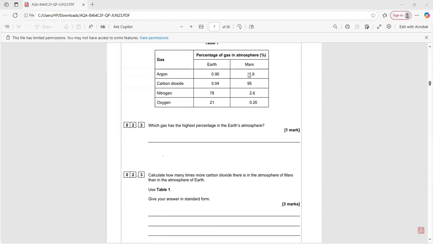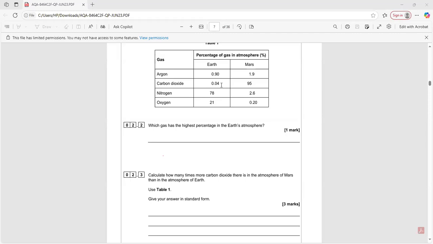Now, the next thing we see is that on Mars, carbon dioxide is a whopping 95%. Okay, while on Earth, it's not even up to 1%, it's 0.04. So for you to find how many times more carbon dioxide there is in the atmosphere of Mars than the one on Earth, you'd have to divide, because they're asking you how many times more. Okay, so that's a division question. So that's going to be 95 divided by 0.04.